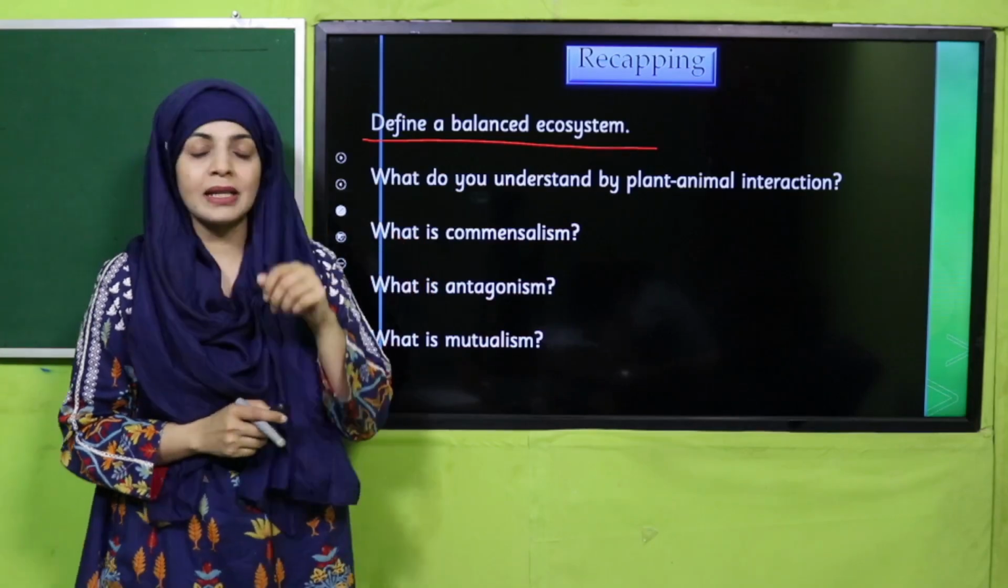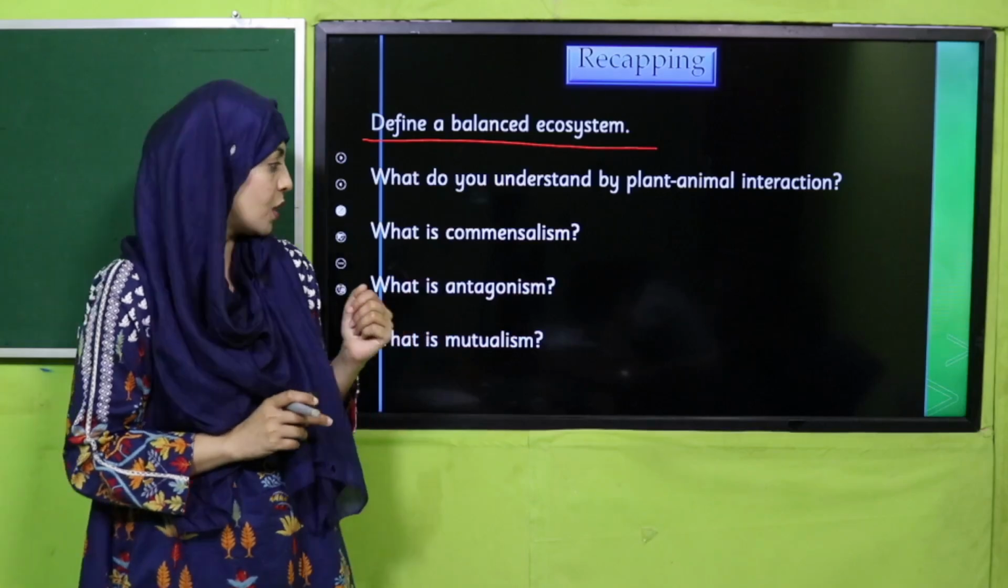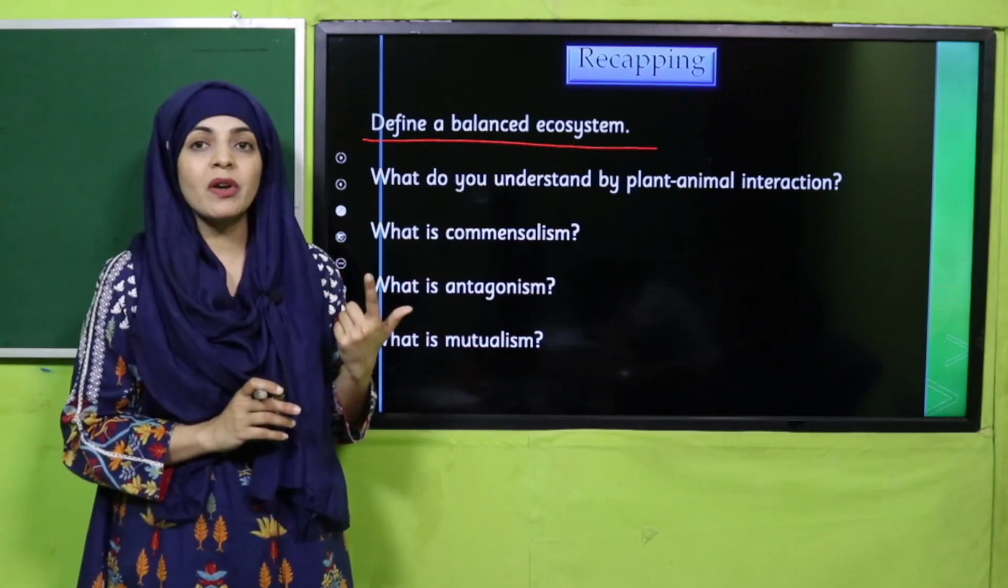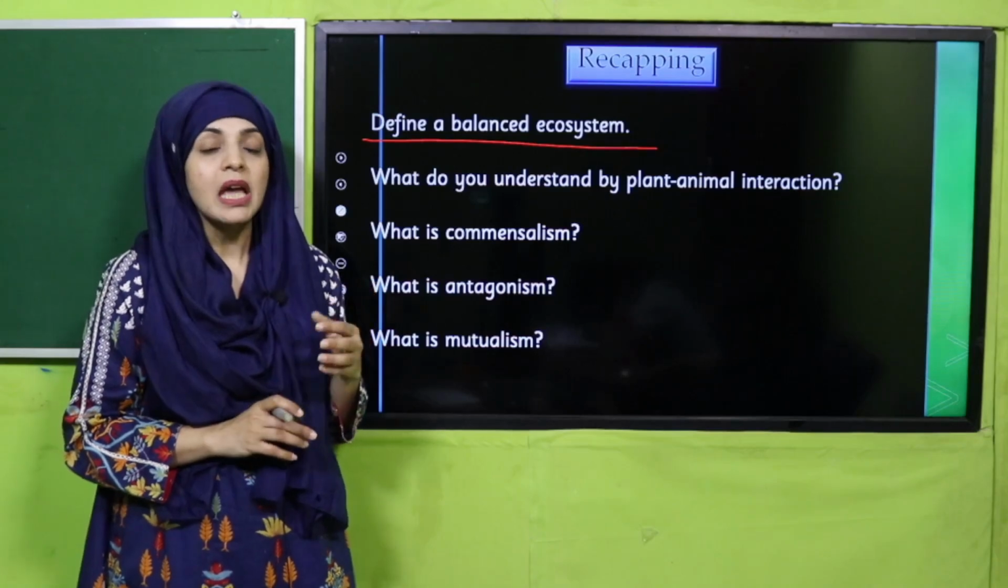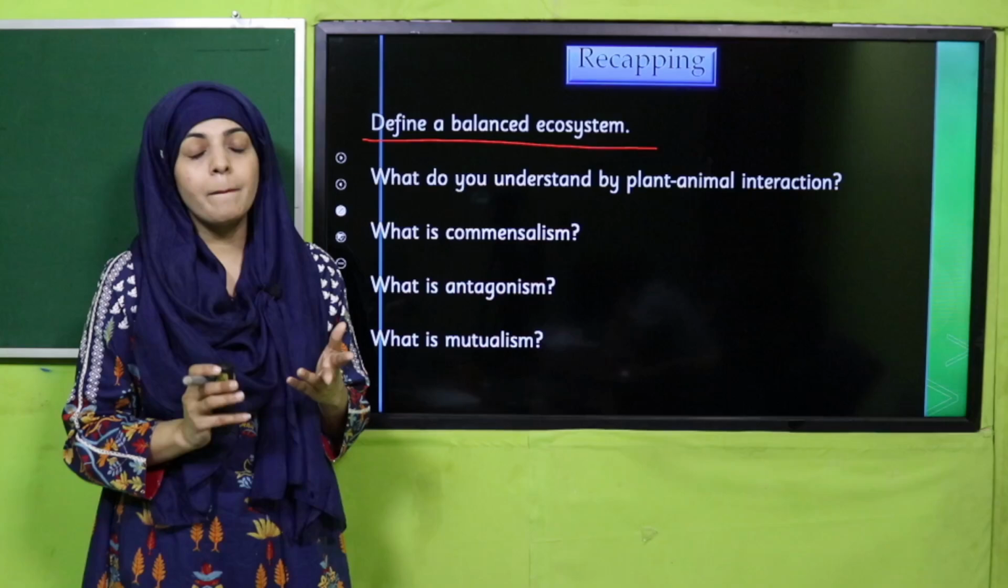What is commensalism? In which one member is benefited while the other remains unharmed. What is antagonism? In which one member is benefited and the other is harmed. And what is mutualism? In which both the members are benefited.